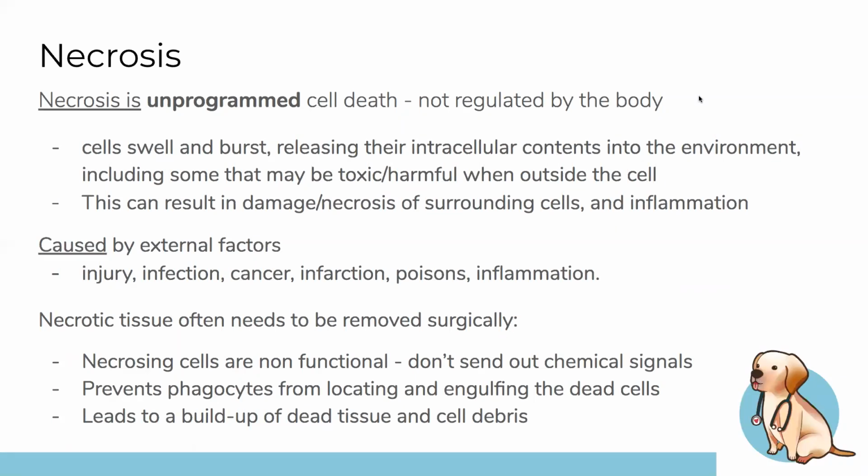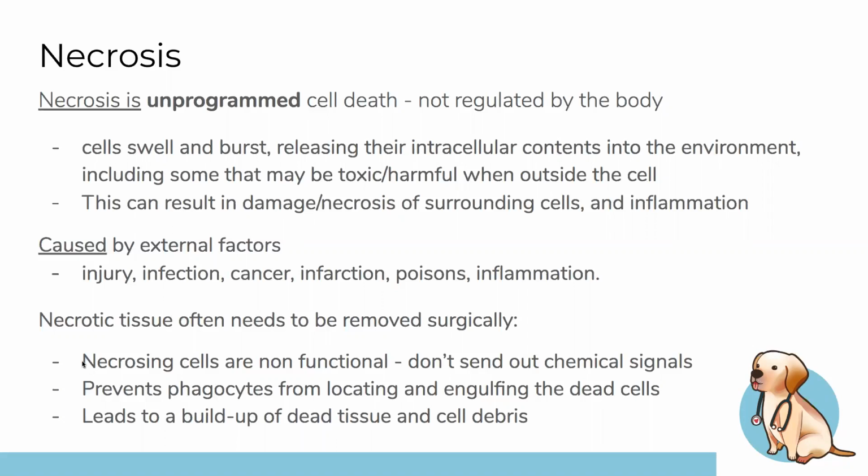Some of these can be quite toxic or harmful when they're outside of the cell. This can result in damaging other cells and inflammation. And then sometimes other cells will eat up the DNA from that cell, and then it becomes mutated because it got too much DNA, and it goes haywire. It's usually caused by external factors like injury, infection, etc. It looks a bit like if you got really severe frostbite on your fingers, and they get gangrene and have to be chopped off, that is necrosis.